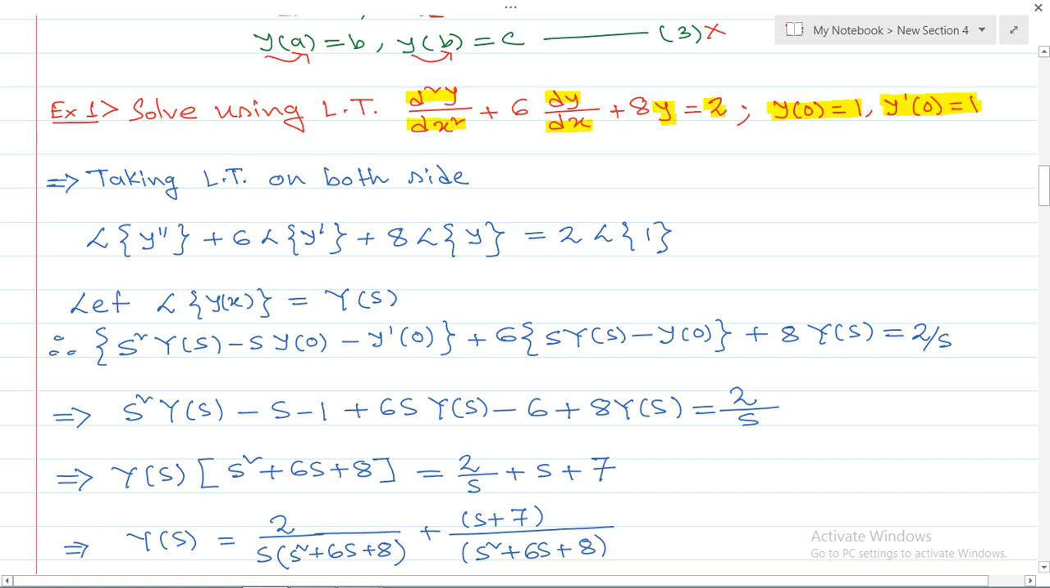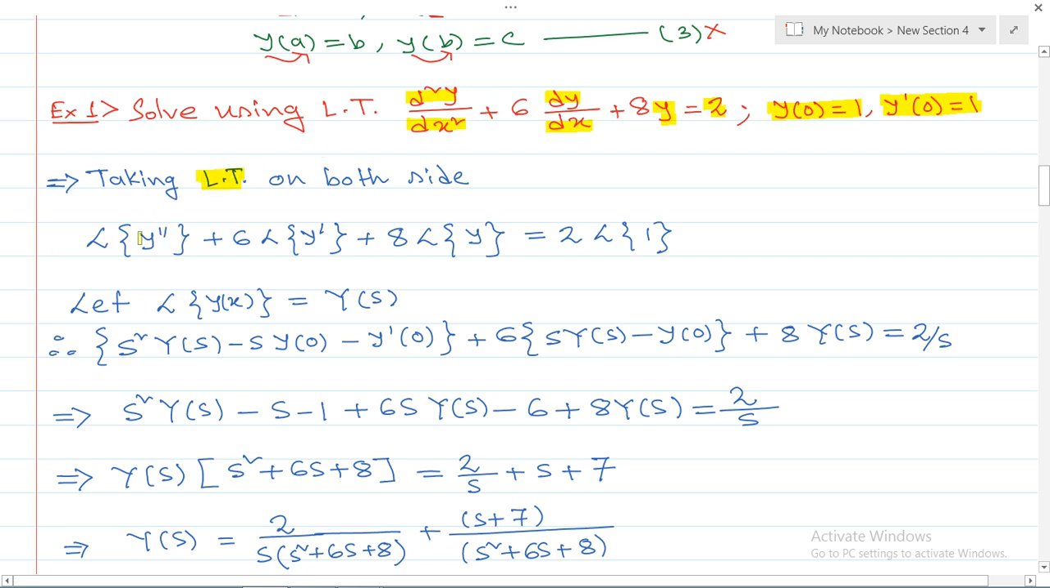So what information are we having? It is a second order differential equation and it is an initial value problem, because y at a specific point and y' at the same point have been given to us. So we can apply the Laplace transformation to solve this kind of question. Now we have to take the Laplace transformation on both sides of the given equation.